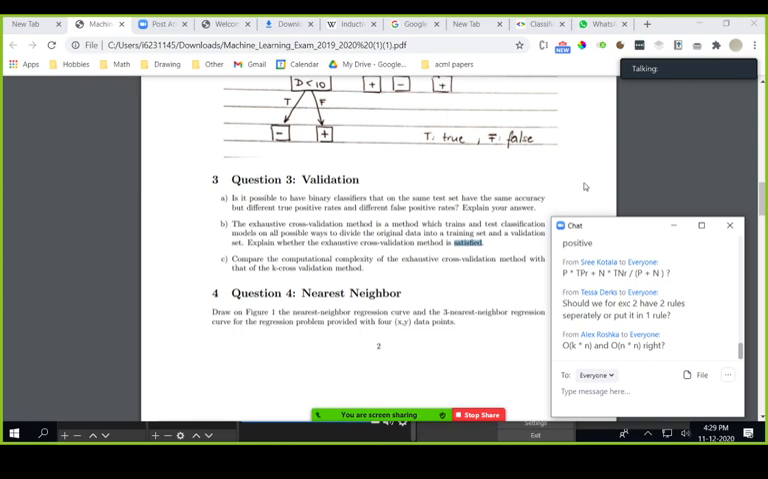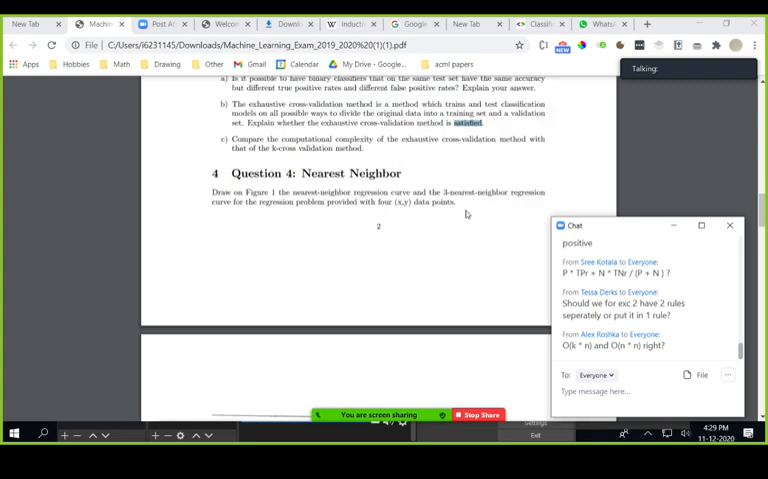So as you can see, the big O of exhaustive cross-validation grows very quickly with the number of samples that you have. K stands for how many parts to split the data into in k-cross-validation, and N just stands for the number of examples. Okay, should be fine. Should not be too difficult.